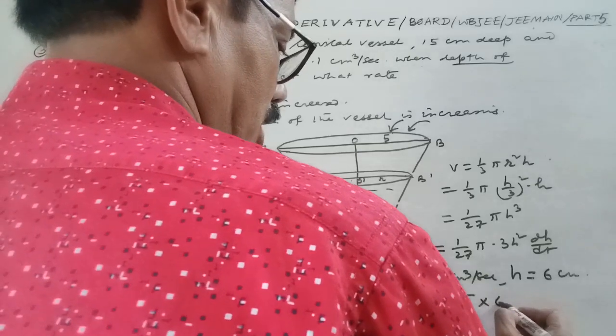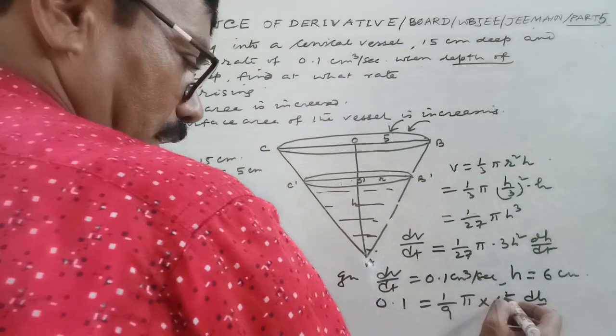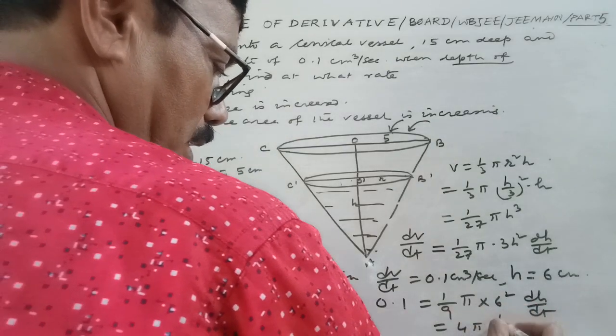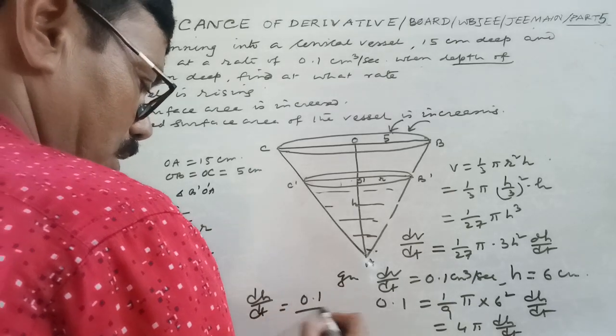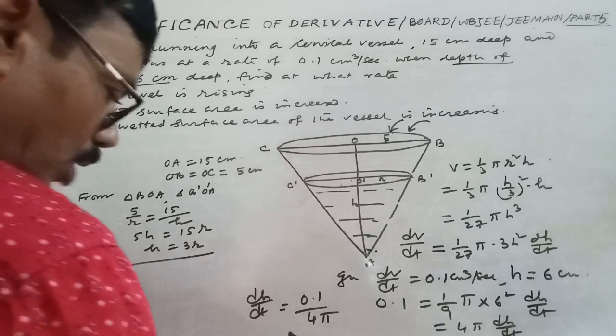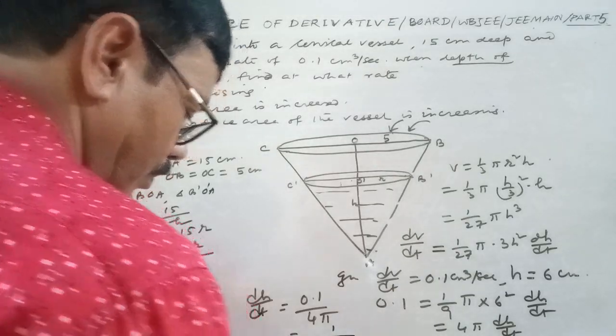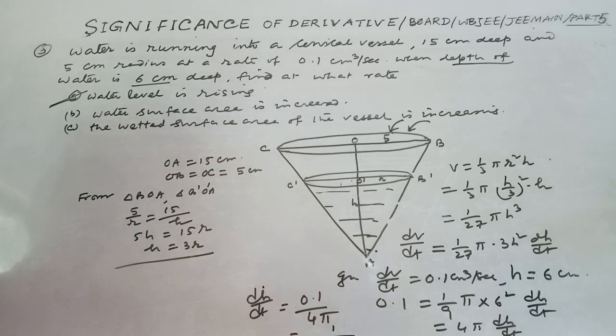H square is 6 square into dH by dt. So 36 by 9 is 4, so 0.1 equals 4 pi dH by dt. So what is dH by dt? It is 0.1 by 4 pi. So you can write 1 by 40 pi. So it is the rate of change of height. You have already solved this one. Now the second one, look.